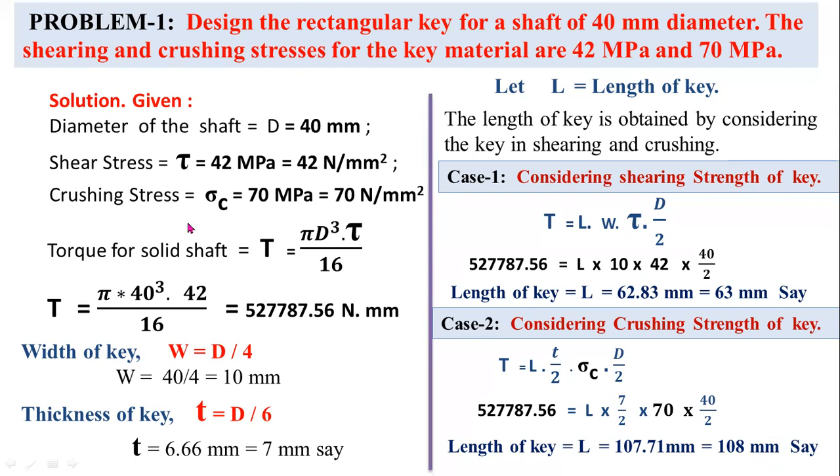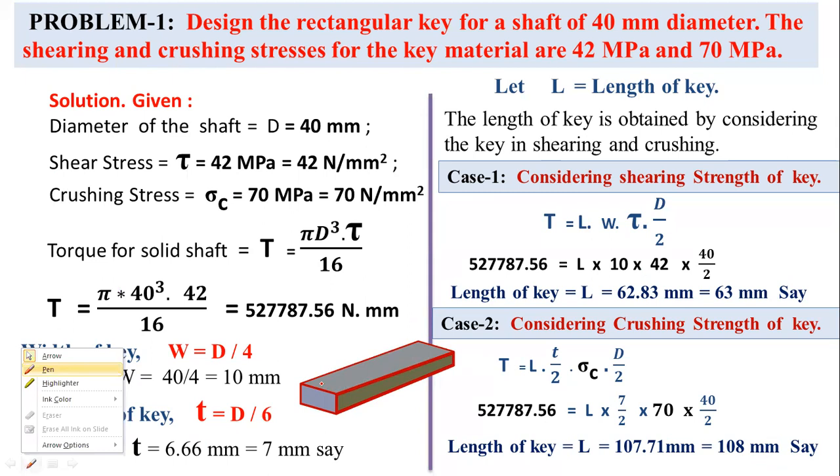So this is the answer for this problem. This is the diagram of a key. Here this is the width, and this one is the thickness of the key, and this one is the length of the key. These are the dimensions of a rectangular key. From this problem, the required width is 10 mm and thickness is 7 mm, and the required length is 108 mm, taking the larger of these two values.